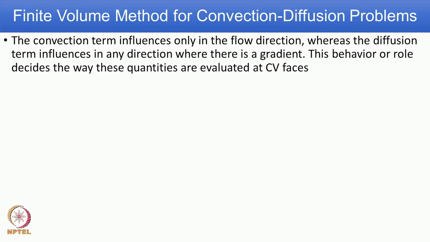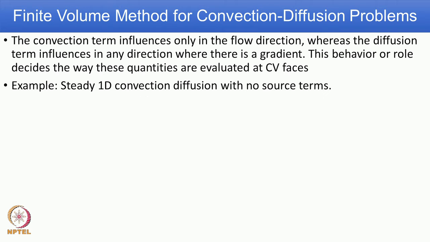The main difference between the convection term and the diffusion term: the convection term influences only in the flow direction, whereas the diffusion term influences in any direction where there is a gradient. This difference in behavior needs special attention when you are evaluating variables at faces to be used in the convection term differently from the diffusion term.